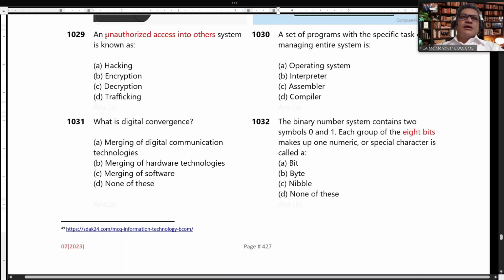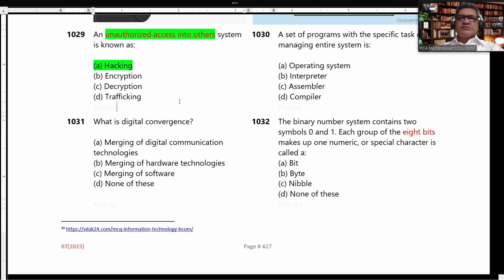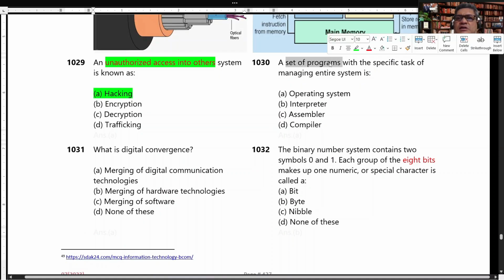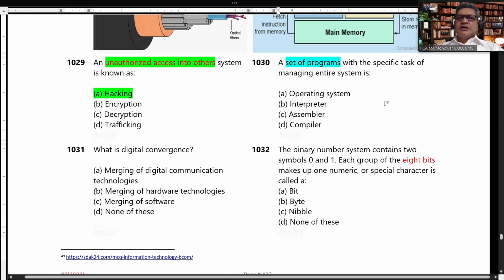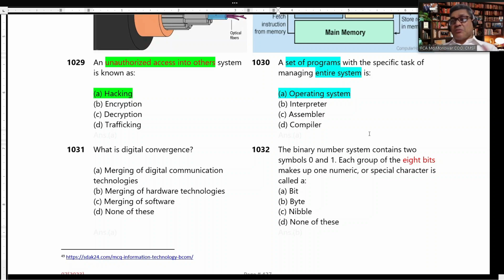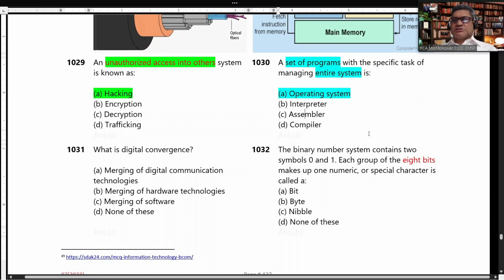Answer B. An unauthorized access into another system is known as hacking. Answer A. A set of programs with the specific task of managing the entire system is the operating system. So the operating system is a set of programs that manages the overall tasks of the entire system.